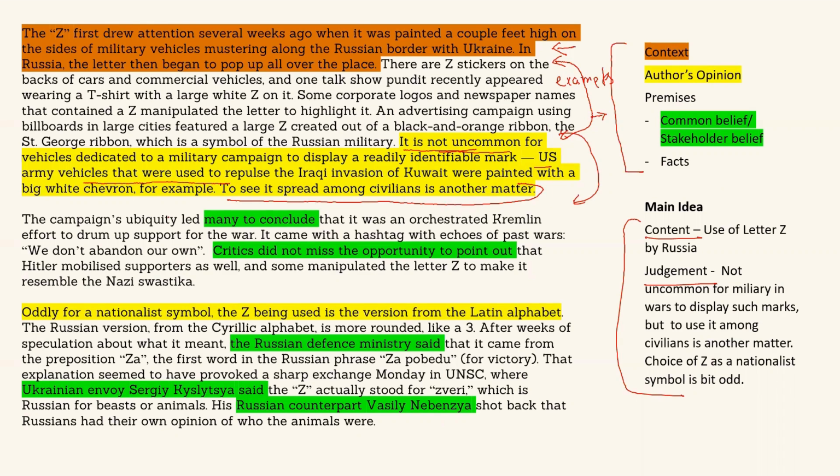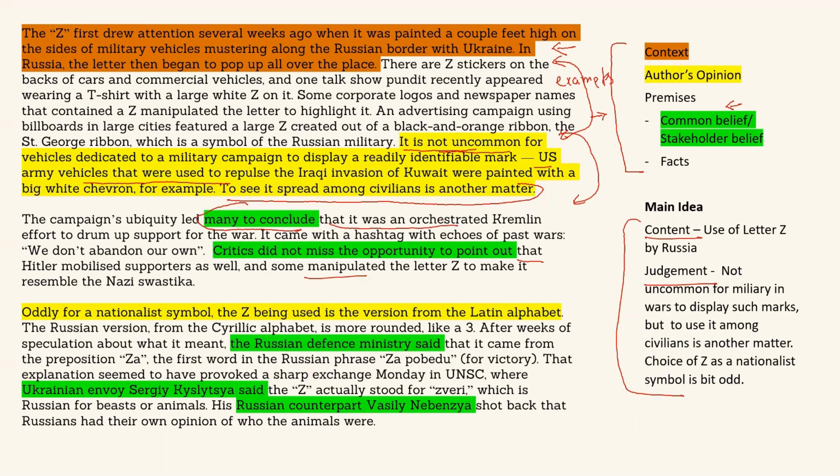Now let us look at the other things. The second paragraph: the campaign's ubiquity led many to conclude. In this particular passage, there are beliefs of other people also, which I call common belief or stakeholder belief. A stakeholder means people who are mentioned in the passage. So these are the views of common belief. The campaign's ubiquity led many to conclude whatever the view was. Here is another example: critics did not miss the opportunity to point out. So this is the view of critics. This is the view of many people.